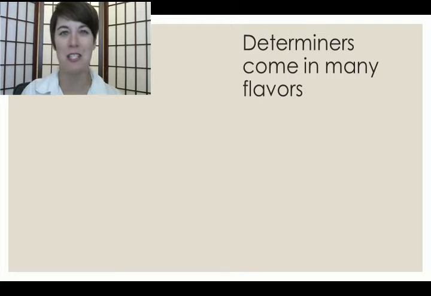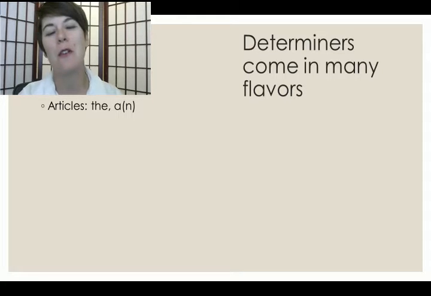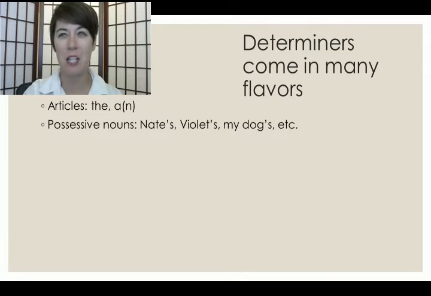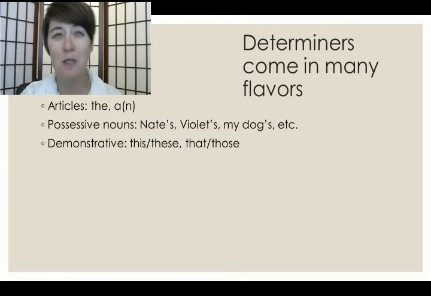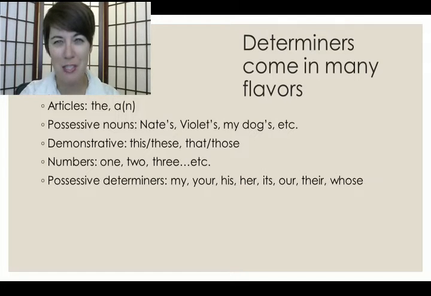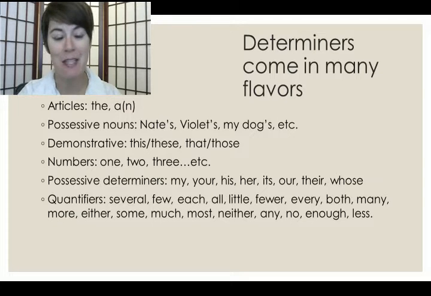Pretty exciting. There are lots of different kinds of determiners. They come in many, many flavors. We already know about articles, the and an and a. We know about possessive nouns as determiners, Nate's, Violet's, my dog's. Demonstrative determiners like this, these, that, those. Numbers, 1, 2, 3, all the way up as far as they go. Possessive determiners like my, your, his, her, its, our, their, whose, things like that. Quantifiers telling us how many, such as several or fewer or any, less, things like that.